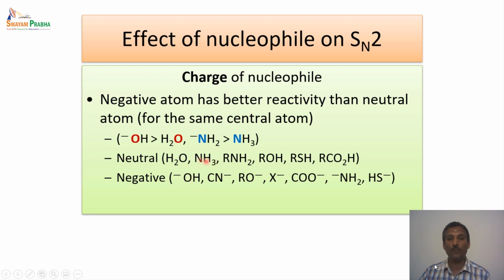The same way when we compare ammonia or amine and NH2 minus, which has a negative charge, it is a much stronger nucleophile compared to the neutral amine or ammonia molecules. The same way alcohol is also a very weak nucleophile compared to alkoxide ion. So what we can say is, if there is a negative atom, it is a much stronger nucleophile than the neutral atom as long as we compare with the same central atom.